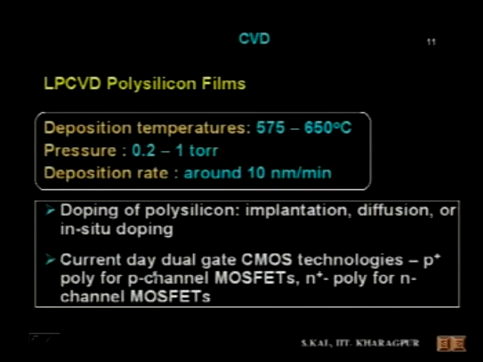In current day dual gate CMOS technologies, P plus poly for P channel MOSFETs and N plus poly for N channel MOSFETs, polysilicons are highly used. Dual gate CMOS: N channel MOS, P channel MOS, in both cases polysilicon is used for gate materials.